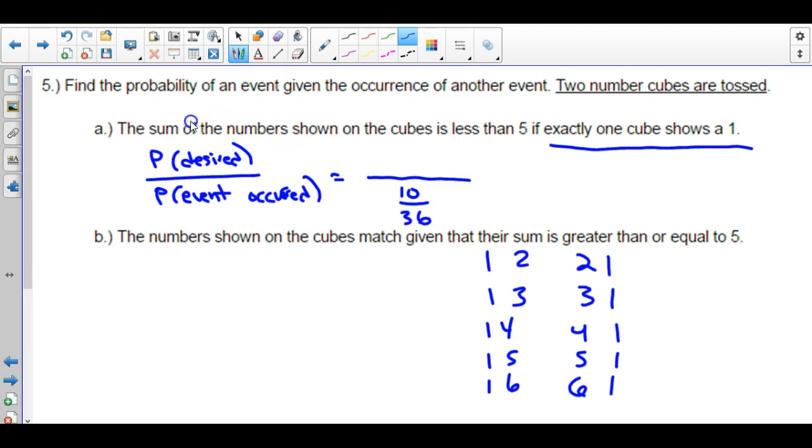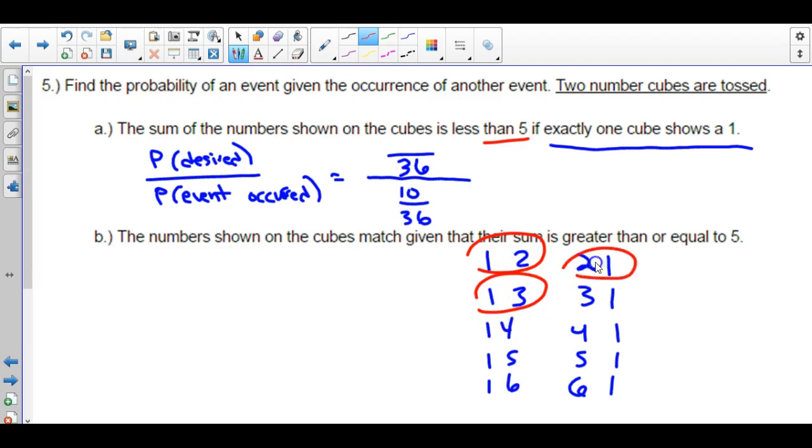So it wants to know then how many of those have a sum that is less than 5. Again, there are a total of 36 different ways. What I want to do is go through all of these and circle the ones that have a sum that is less than 5. So 1 plus 2 is 3. 1 plus 3 is 4. But then 1 plus 4 is 5, so that's not less than 5. So that's not going to work.